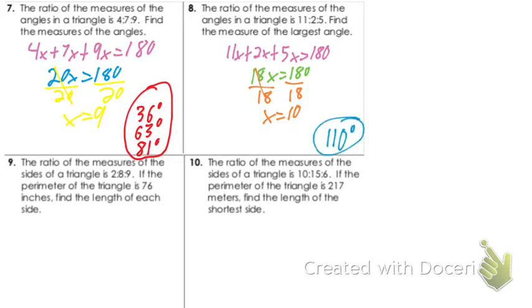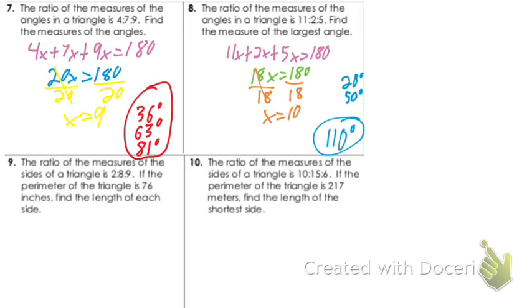Could you go back and find the other ones to check your work? Sure, 20 degrees and 50 degrees. And they do add up to 180. But the only one we need is 110 degrees because that's what the instruction asked for. Be very, very careful to read our instructions, okay?